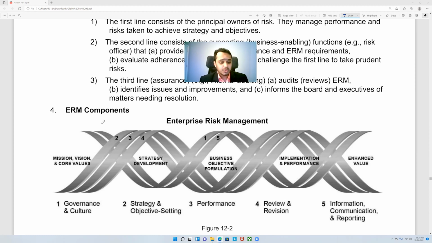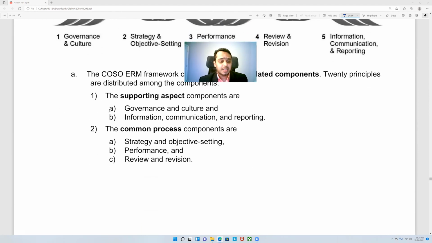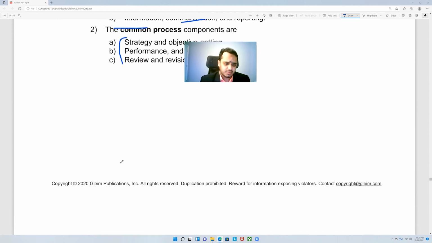Okay. So now with the ERM, we are going to go through governance and culture, strategy and objective setting, performance, review and revision, and information, communication, and reporting. We are going to do that right now. If you see in here, the COSO ERM framework has 5 integrated components. They have stated governance and culture, and information, communication, and reporting as the supporting aspects of the ERM, whereas the common ones are setting up the strategy, performance, review, and revision. This is, you can say, a bit operational and a bit normal, common process.